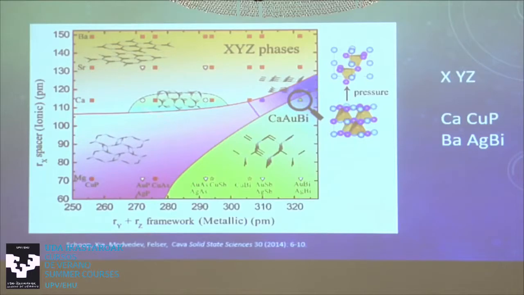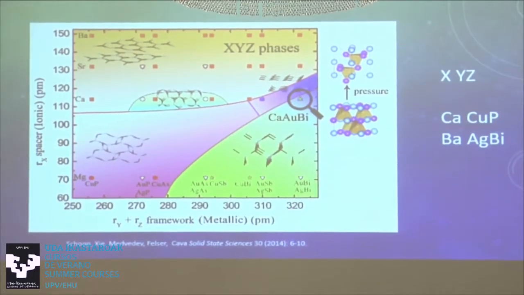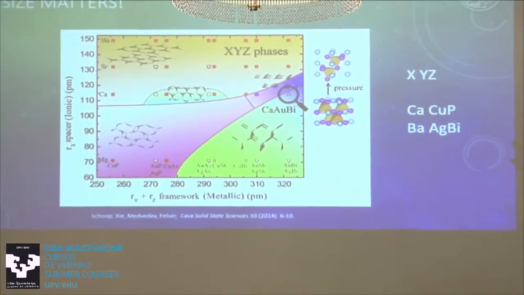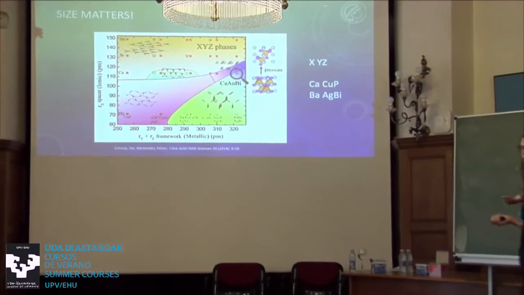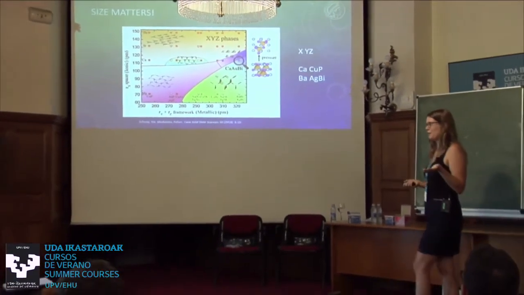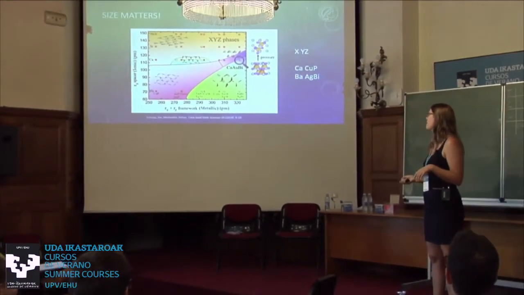And then we put the size of the other two here, like the sum of the sizes. And then you see that there are clear regions where the structures are different. Okay, so it really matters. So the ratio of the radius really matters. They can have completely different structures. And then also some of those structures are semiconductors with large gaps, and others are semi-metals with really overlapping density of states, pockets, and everything. And this is dependent on the structure. So it's not only electron counting, it's also size that matters.